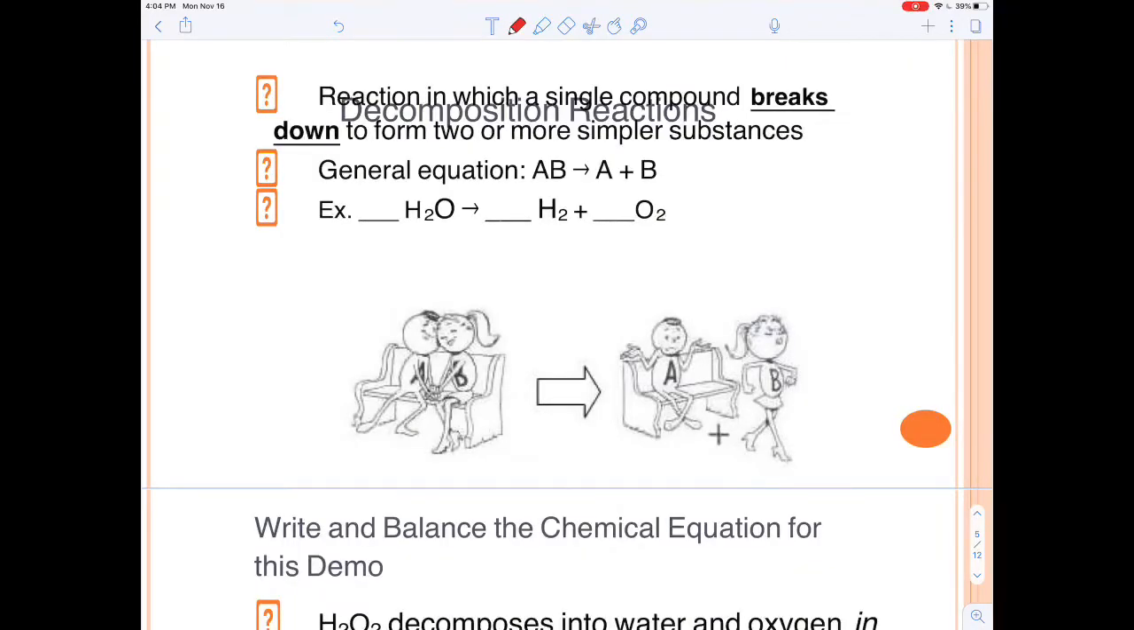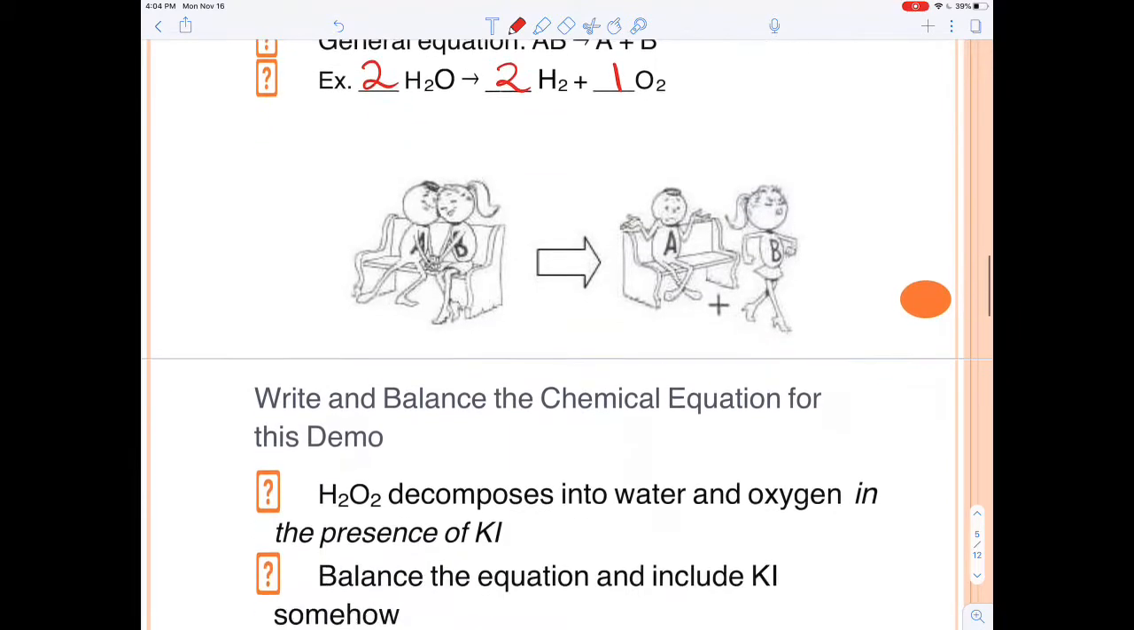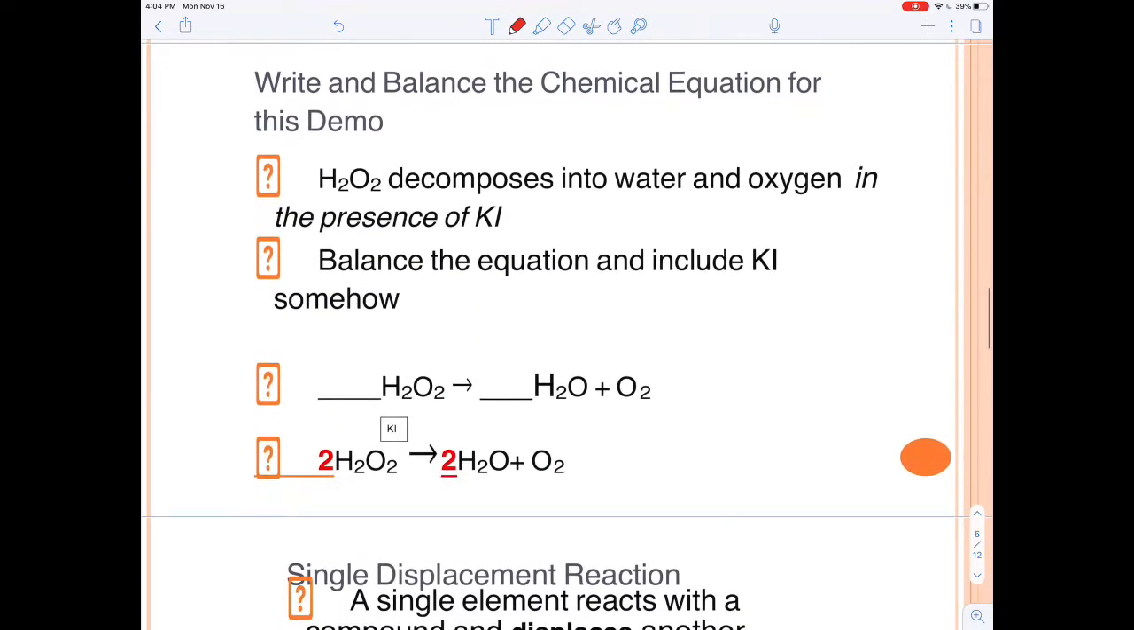Next we have decomposition reaction. In a decomposition reaction, a single compound breaks down to form 2 or more simpler substances. The notes look much better on PowerPoint, so if we want to balance this one, it'll be 2, 2, and 1 there. So here we have a couple and they break up.